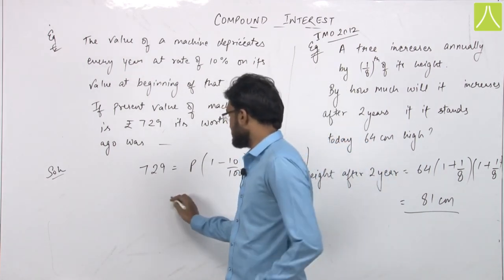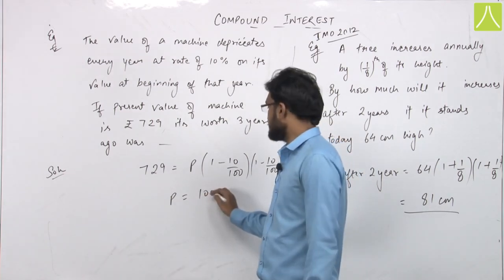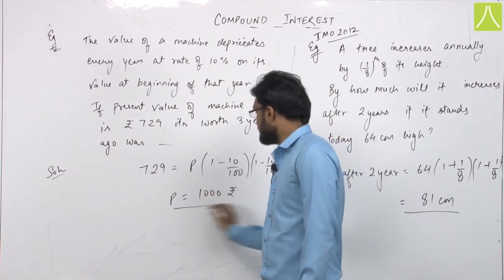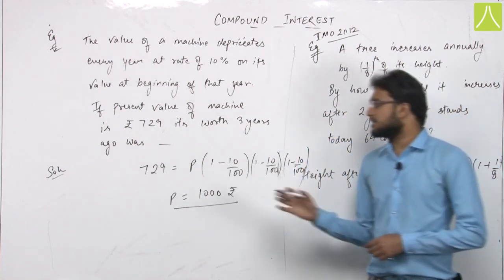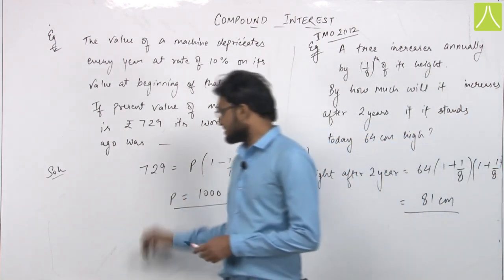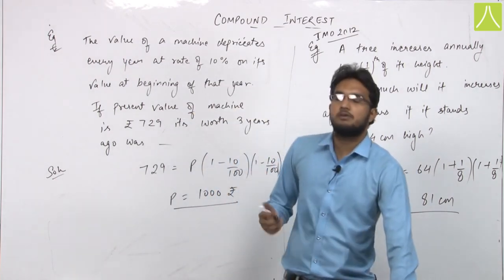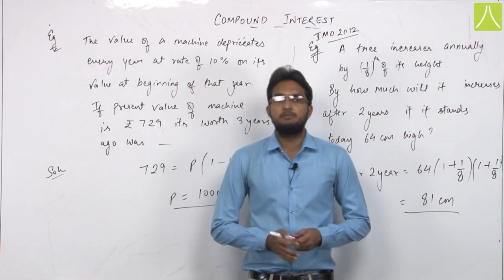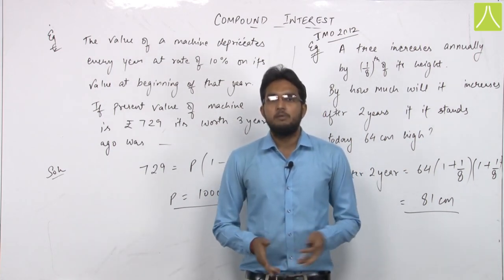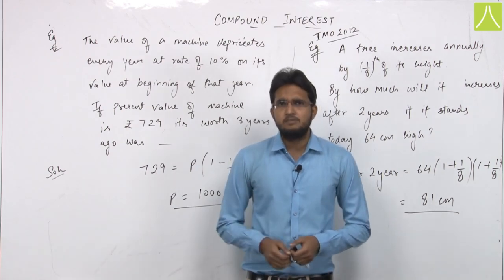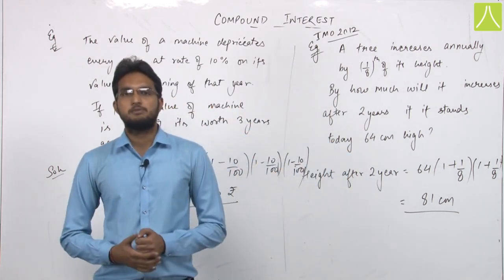Solving this, you will get the principal amount invested as rupees 1000. Hence, for the 1000 amount, after depreciating 10% every year, you will get 729 only. So now in this lecture we have covered almost all the various types of questions which have appeared in the Olympiads, in the IMO and the Aryabhat also. Previously we have studied how to calculate the difference between the simple interest and the compound interest and various other formulas.